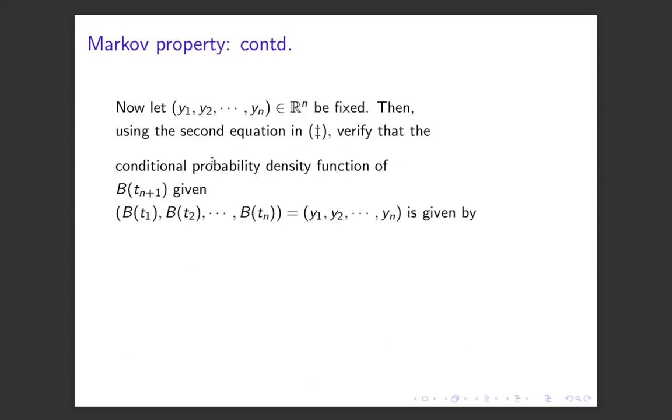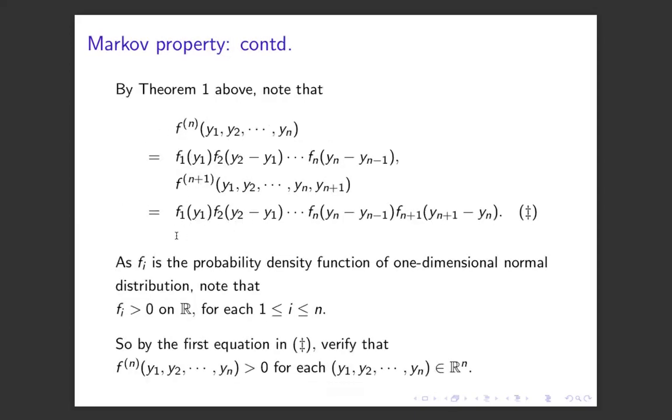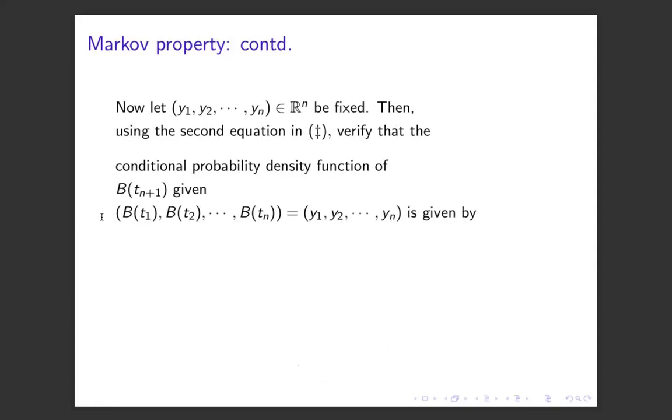So now let Y1, Y2, ..., Yn in Rn be fixed. Then using the second equation, we are going to divide this expression by that expression. The conditional probability density function of Bt n plus 1 given the first n components, Bt1, Bt2, ..., Btn, is equal to Y1, Y2, ..., Yn.